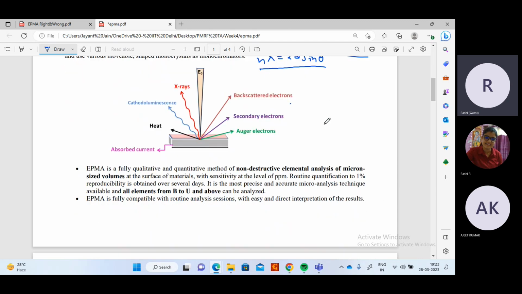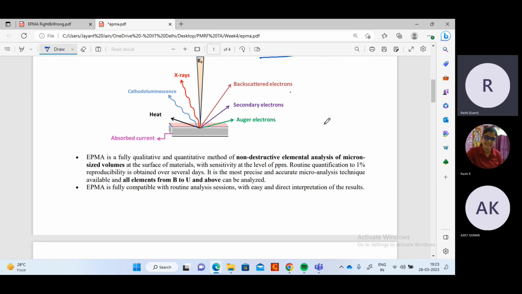And one more thing, the best part about EPMA is that it's a non-destructive elemental analysis. It is non-destructive as only a small portion of the surface will be interacting with the sample, and it will not destroy as much as FESEM.